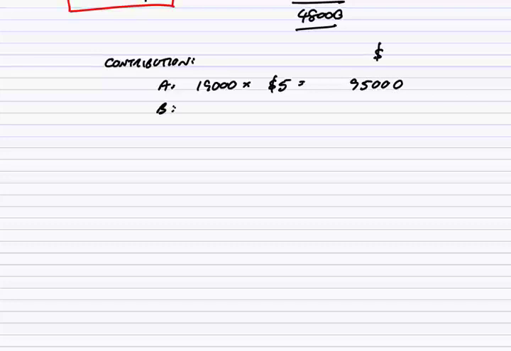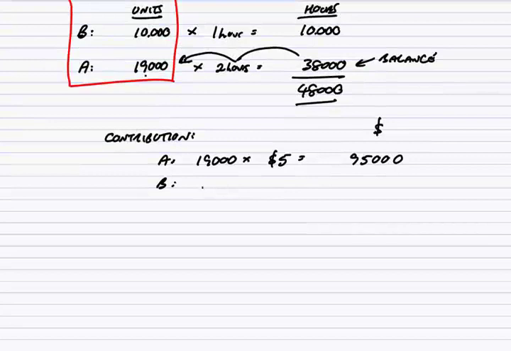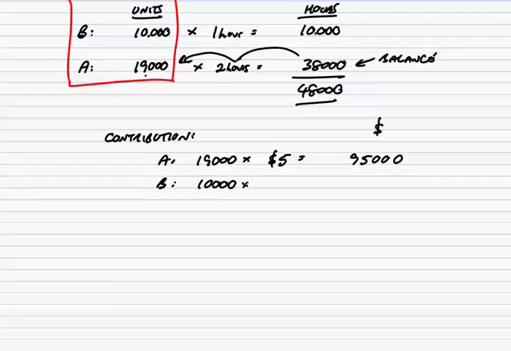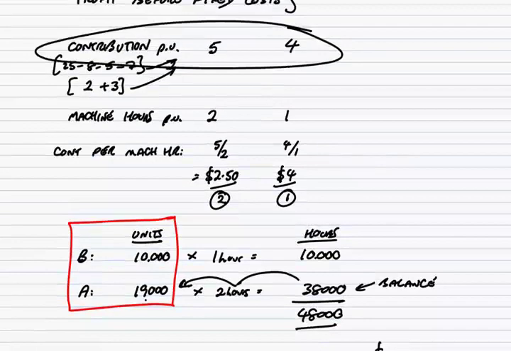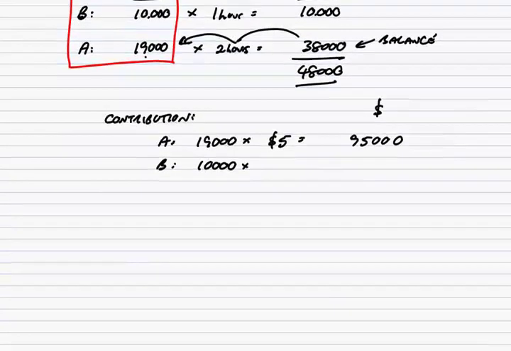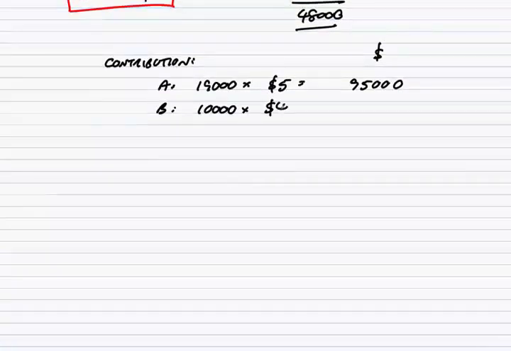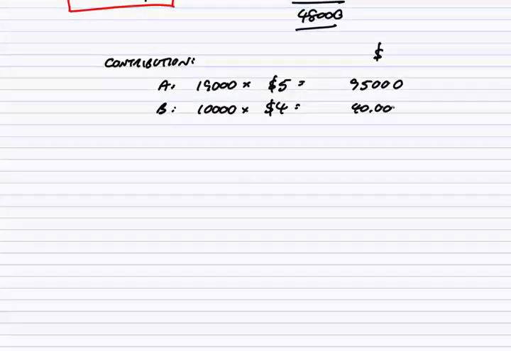In addition, we're producing 10,000 Bs. Each B generates a contribution of $4, giving us another 40,000. So a total contribution of 135,000. And try any combination you like, but that's the maximum contribution we can possibly generate, given there are only 48,000 machine hours available.